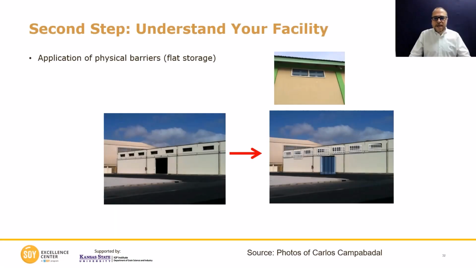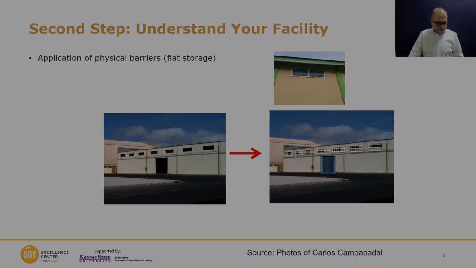Another way to prevent pests from entering your facility is by applying physical barriers. It's more common in warehouses, where you can prevent the entrance by putting up screens, plastic curtains, or anything that could block, up to a point, the entrance of rodents, birds, or any other type of pest.